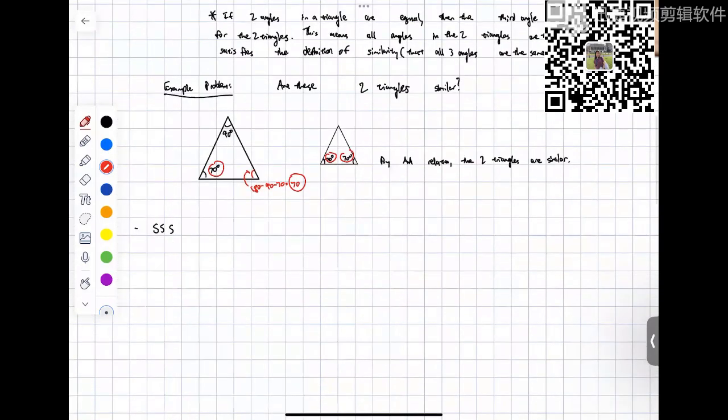But all the S is a side. Whenever I write S in a congruence or similarity relation, it's going to be a side. And when I write A in a congruence or similarity relation, it's going to be an angle. Does that sound good?